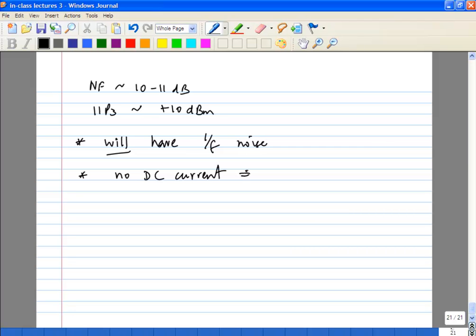Okay, obviously no DC current means very low power consumption. So it can be an extremely low power mixer. Okay, so we are done with mixers. Does anybody have any questions on any of the mixers, noise, linearity, anything? Okay, so we'll move on.